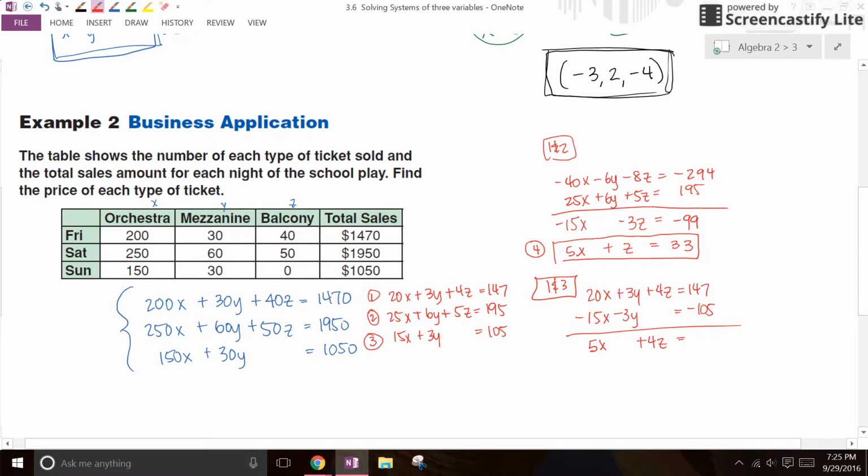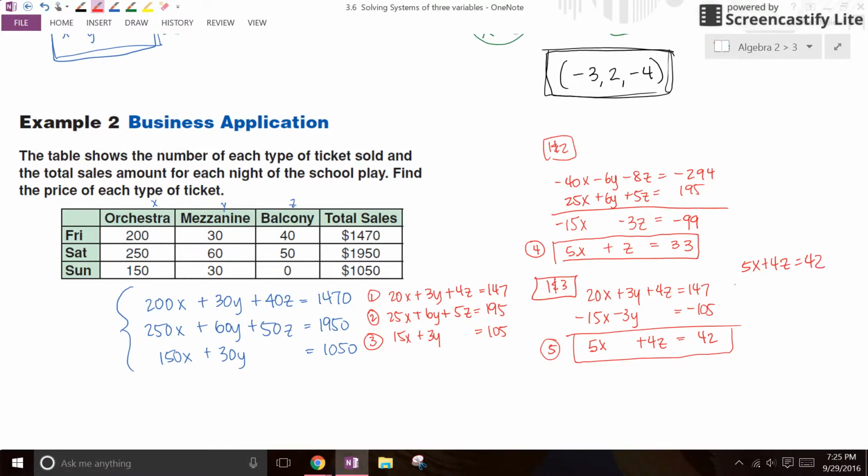The hundreds cancel, so 47 minus 5 is what, 42? So we get 42. Now, 2, 5, nothing goes into both of those, so no luck. So here's my two equations, but look at that. They both have a 5x in them. There's my new equation 5. So I'm going to use that to my advantage. I'll leave this as 5x plus 4z equals 42.